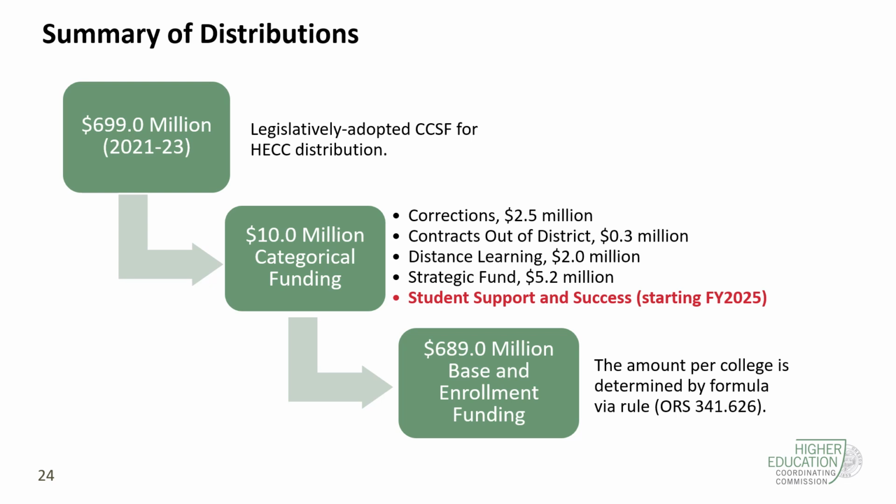We'll be adding to those, of course, starting in fiscal year 2025. But right now we're taking about $10 million off the top, and we allocate that $10 million contractually through grant agreements with the colleges who need that funding. Not all 17 need corrections funding or contracts out of district funding, for example. The remaining pot of dollars, about $689 million, is distributed to the colleges through base payments and enrollment funding. The amount per college is determined by formula via administrative rule, with authority granted to the HECC in Oregon Revised Statutes, Chapter 341, Section 626.